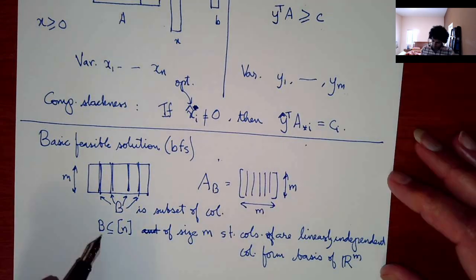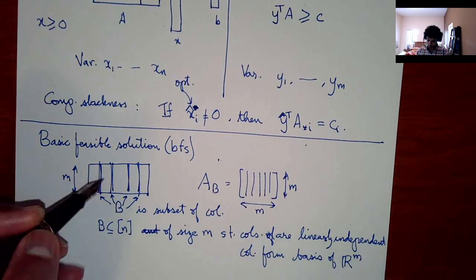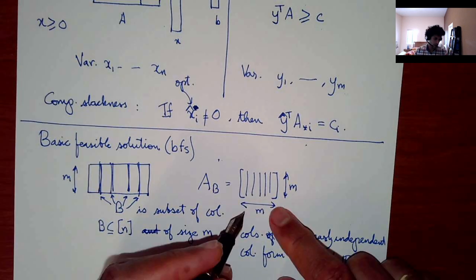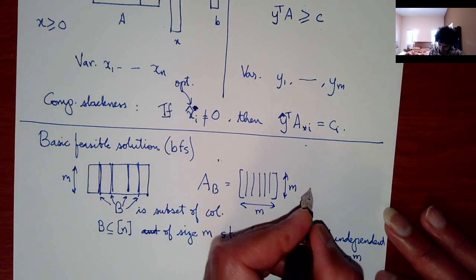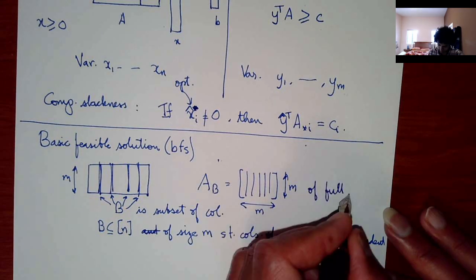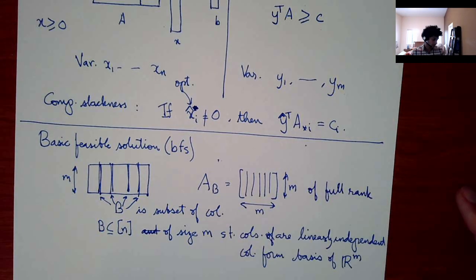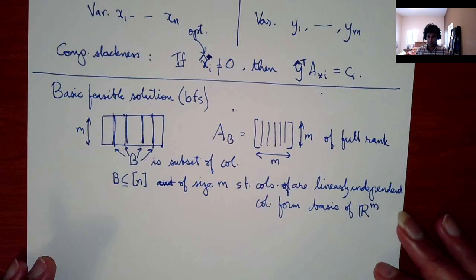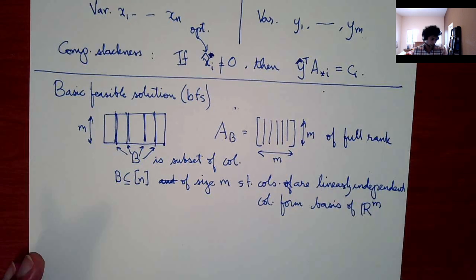So B is a subset of m columns, which are all linearly independent, so they form a basis. So AB is a square submatrix of full rank.